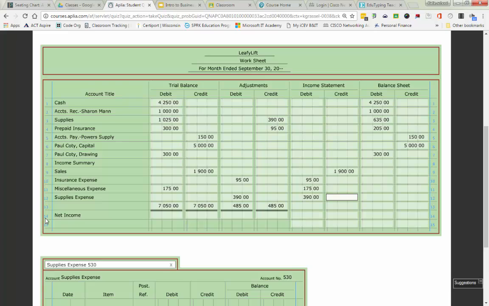On line 13 of our worksheet, I am going to go through and add up all of my totals for my income statement columns and my balance sheets. And my debits and credits should not equal. The whole purpose right now is for me to determine whether or not I've made money or lost money. So I'm going to add up all my expenses.